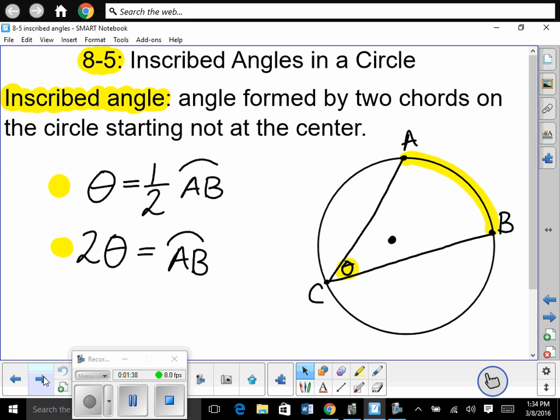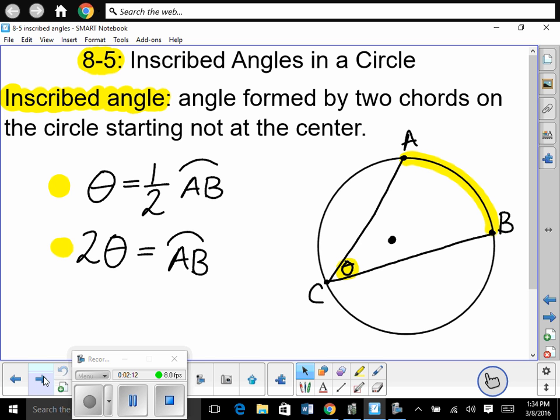Do you see chord AC and chord CD? Do you see the two chords? They're forming an angle, and that's called an inscribed angle. An inscribed angle starts on the outside of the circle and works its way out. So do you see how this is an inscribed angle and it opens up on arc AB? Yes? Okay, awesome. So if you have an inscribed angle, then the rule is that angle, theta, will be half of its intercepted arc. So once again, an inscribed angle is half of its intercepted arc.